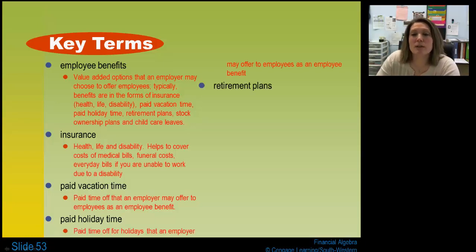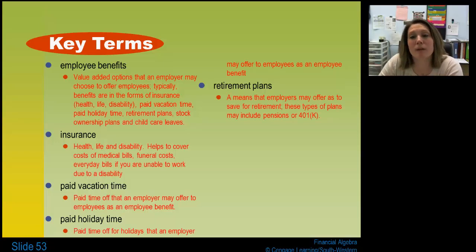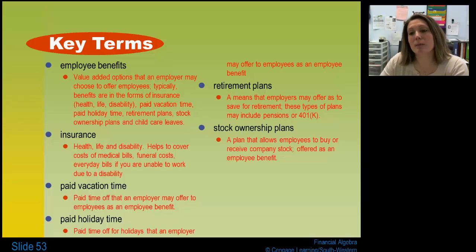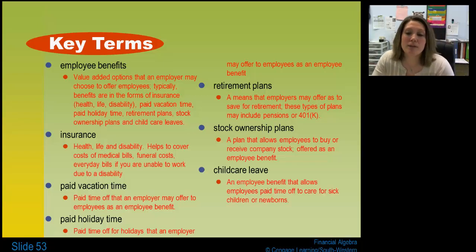The next one is retirement plans. This means that employers may offer how you can save for retirement. Typically, these types of plans include pensions or 401ks. Stock ownership plans, these are a plan that allows employees to buy or receive company stock, usually offered as an employee benefit. So again, these are all benefits of being an employee for a company. Child care leave, this allows employees paid time off to care for sick children or for newborns.